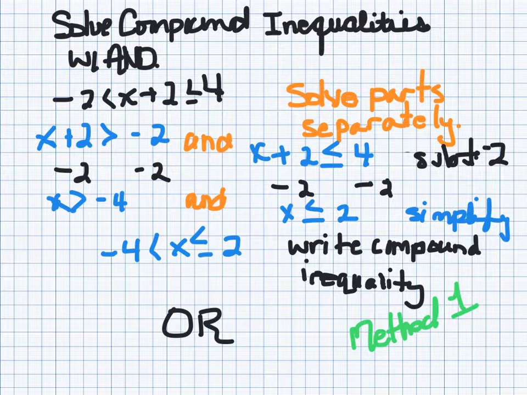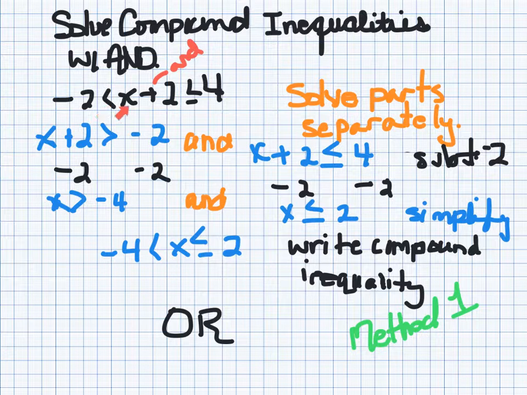Now, solving compound inequalities that use the word "and" is basically just like solving anything else. We have negative 2 is less than x, plus, that represents the "and" there. This right here, this is a plus sign, represents the "and."